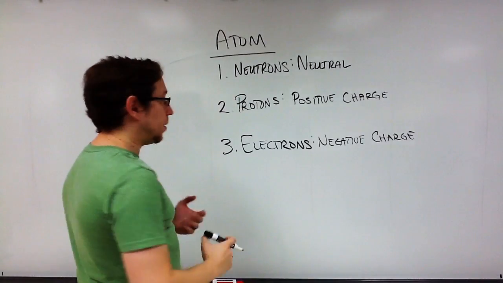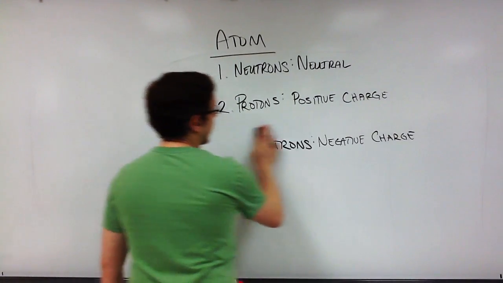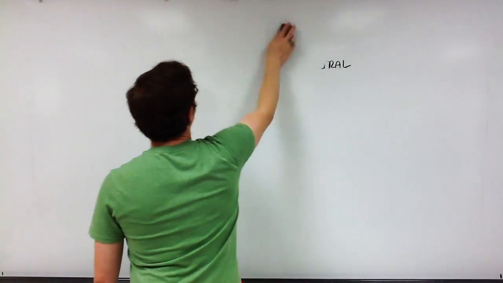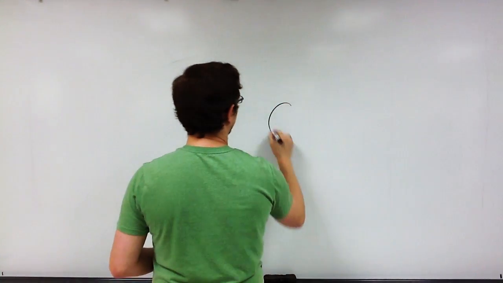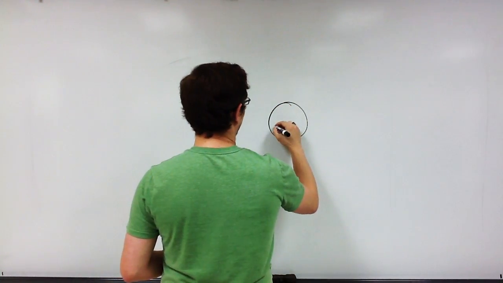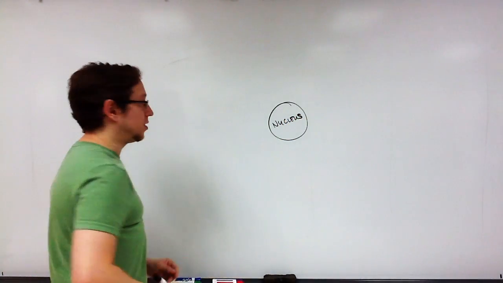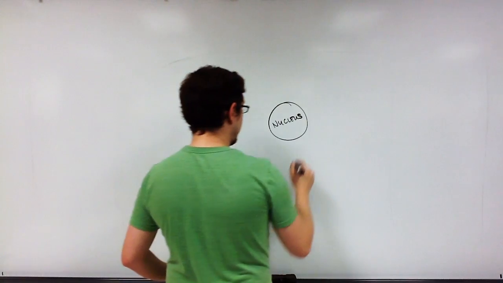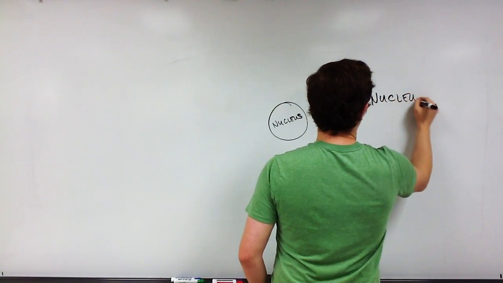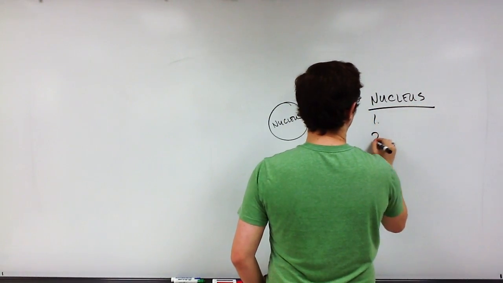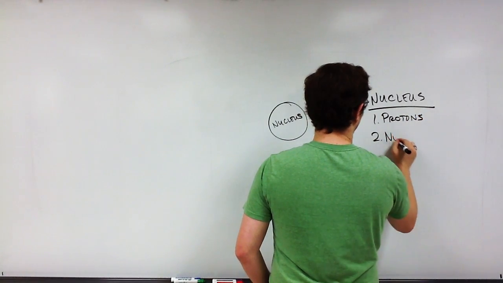So we've got these 3 subatomic particles, and let's talk about how they're arranged in an atom. So if we look at any kind of atom, we're going to notice that that atom has what's commonly called an atomic nucleus. This is going to exist at the center of the atom. The nucleus is going to be composed of protons and neutrons.